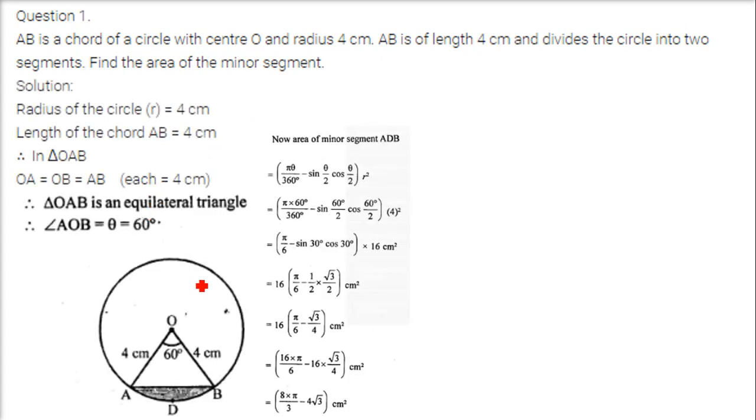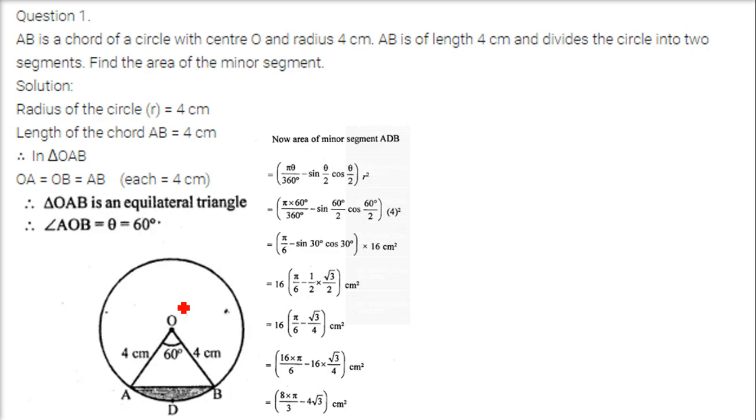AB is a chord of a circle with center O and radius 4 cm. So here we have a circle, and in this circle we have a chord AB. The radius is 4, and AB is of length 4 cm. This is 4, this is 4, this is 4, and the chord divides the circle into two segments. So this shaded region is the minor segment and the other region is the major segment. Find the area of the minor segment.